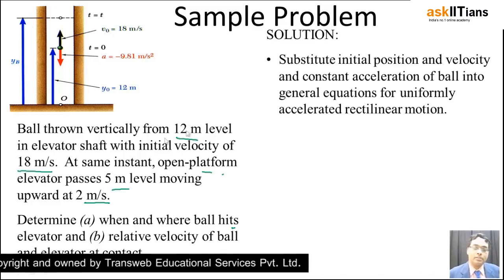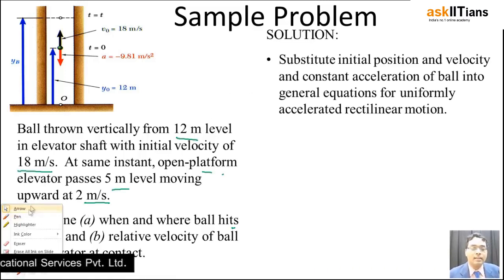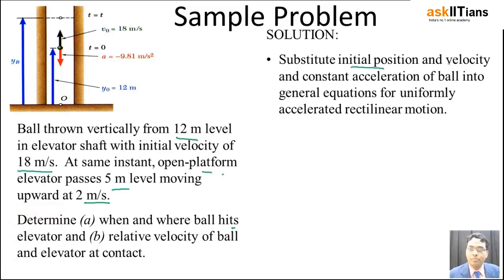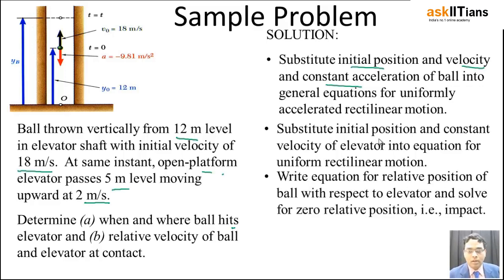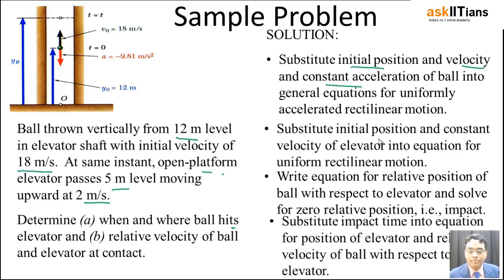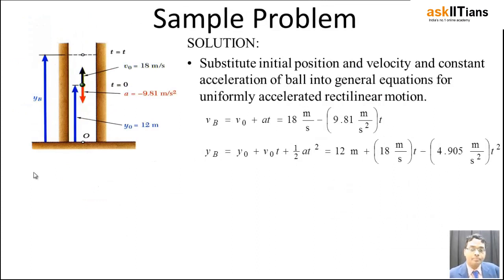There are a couple of steps. The first is to substitute the initial position, velocity, and constant acceleration of the ball into the general equations. Then substitute the initial position and constant velocity into the equation for uniform linear motion. Finally, write down the equation of the relative position of the ball with respect to the elevator, and substitute the impact time into the equation. Let's see how it works.